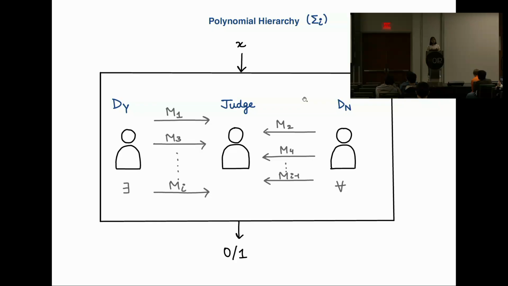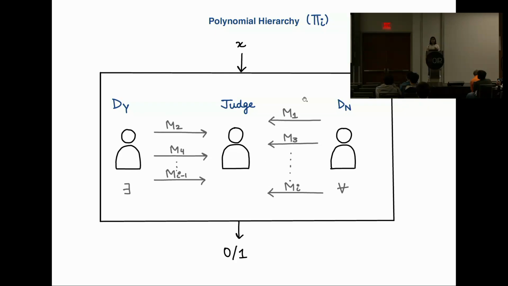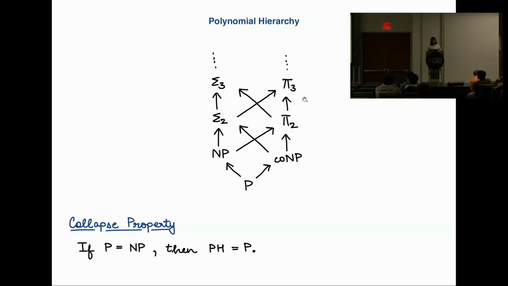For this debate, we have two choices of which debater speaks first, and this gives us two different complexity classes. So if dy speaks first, then we get the complexity class sigma i, and if dn speaks first, then we get the complexity class pi i. Together, sigma i and pi i form the ith level of the polynomial hierarchy. And now we can define our polynomial hierarchy. So the 0th level is P, the first level is NP and co-NP, the second level is sigma 2 and pi 2, and so on.